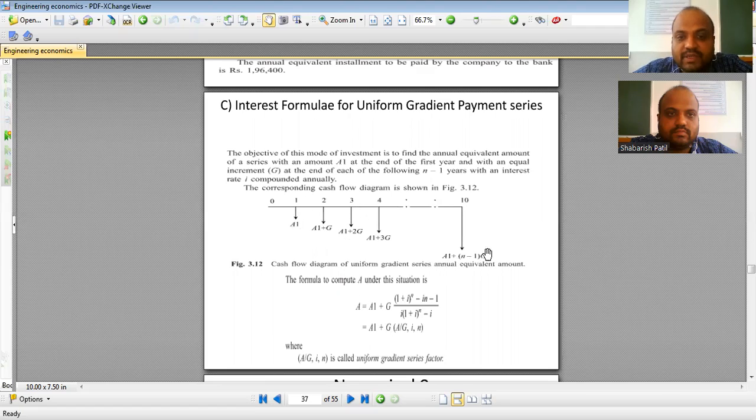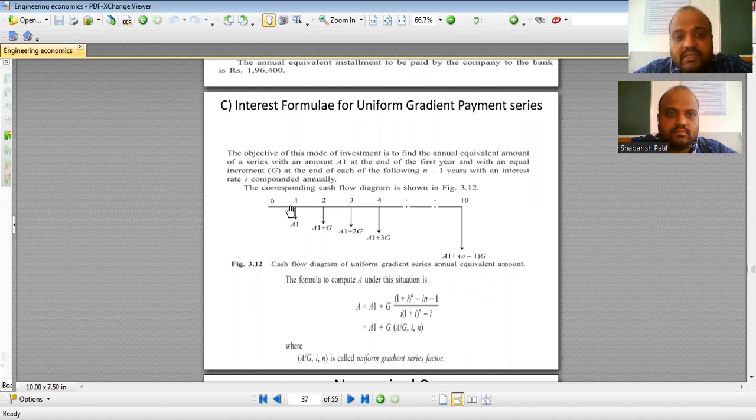Now, if this is my cash flow diagram, with an increment in the annuity at the end of every year, then your equivalent annuity will be equal to A1 plus G multiplied by [(1 plus i) raised to n minus i n minus 1] divided by [i into ((1 plus i) raised to n minus 1)]. That's equal to A1 plus G times (A/G, i, n), whereas this parenthesis is called the uniform gradient series factor.